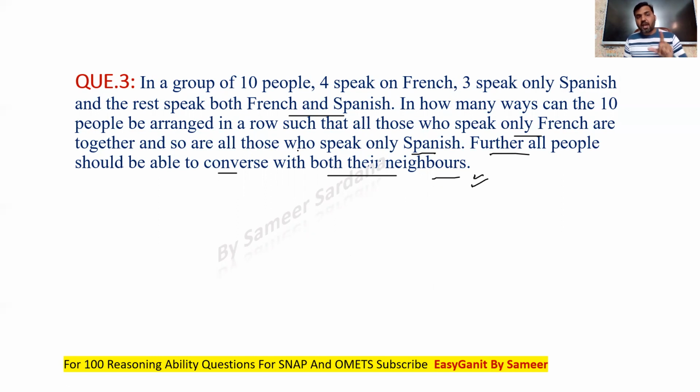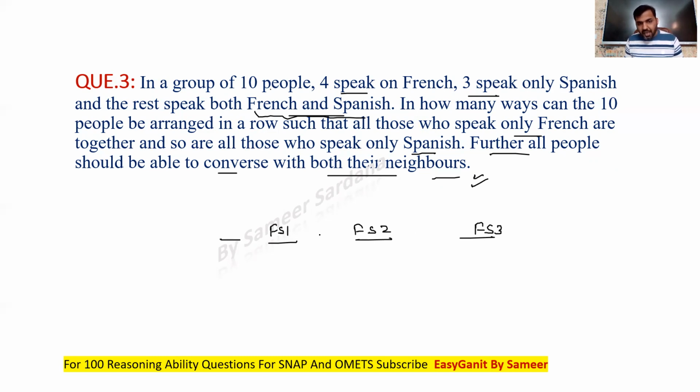Because I have to satisfy the condition that the people sitting together should be able to converse with each other. Now we have only these 3 people who speak both French and Spanish, who can speak with French people as well as with Spanish people. So I'll first be arranging these 3 people. Out of 10, 4 speak French, 3 speak Spanish, and there are 3 people who speak both. So I'll first arrange these 3 people on 3 chairs, right?